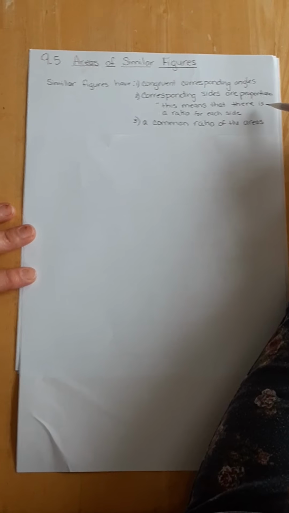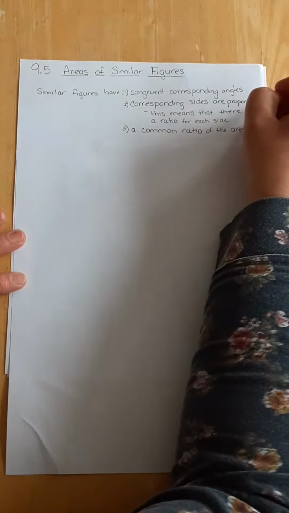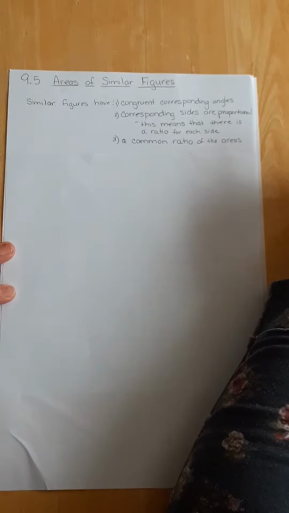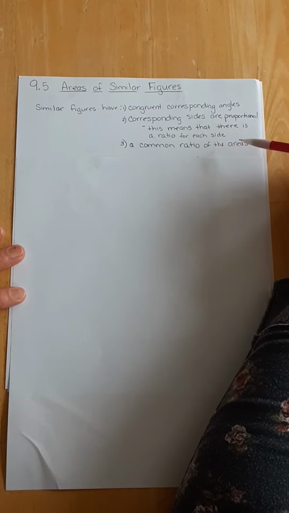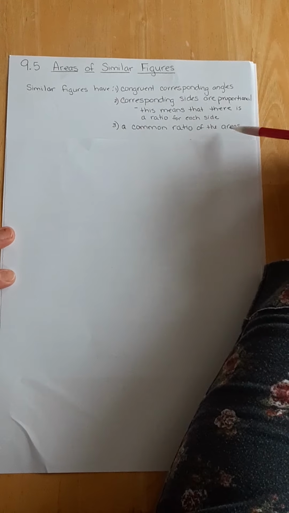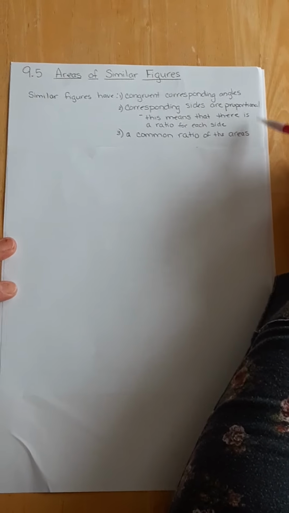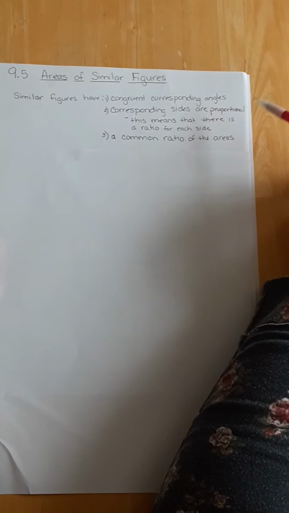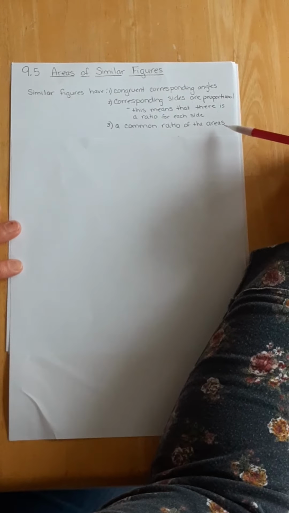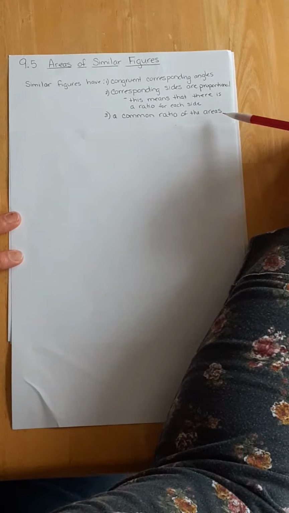Also, another rule for similar figures is that the sides have to be proportional, that they have to have the same ratio. And also, something new that we're learning, they have a common ratio for their areas too. So these are the three things that we must have to have similar figures: congruent corresponding angles, corresponding sides that are proportional, which means they have the same ratio, and also the same ratio for the areas of the two figures. That's what makes them similar.